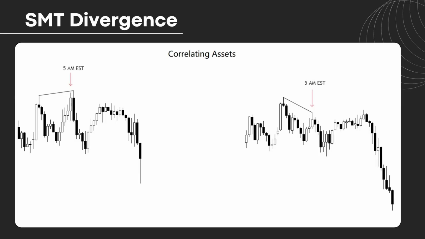Here is another example of SMT divergence right here. You can see that the divergence was formed at 5 a.m., which was a main factor behind this divergence, and you can now clearly see the dynamics behind this SMT. One asset, the benchmark asset, made a higher high, whereas the other one, the underlying asset, failed to make a higher high, which confirms non-symmetry, and a reversal occurred after that.